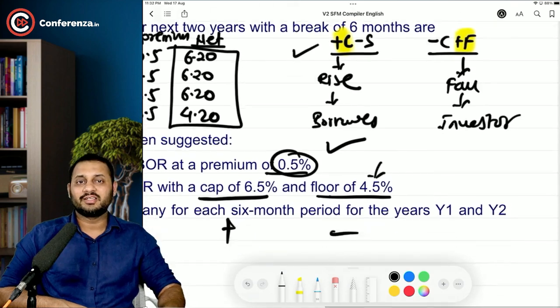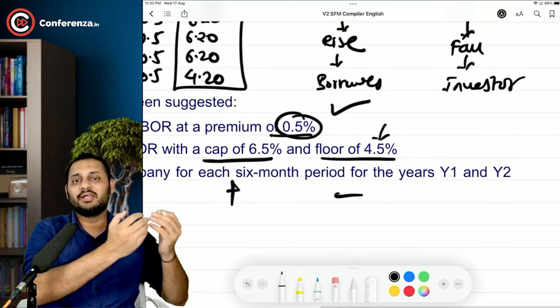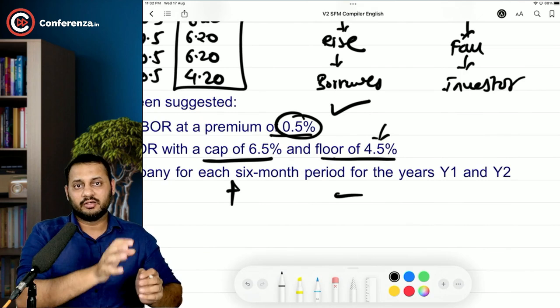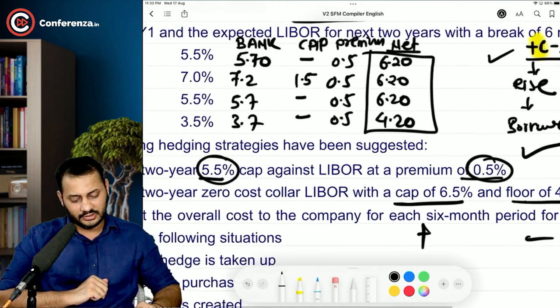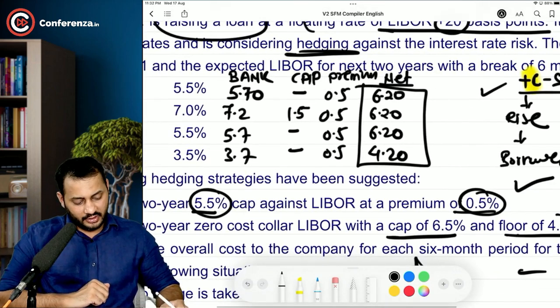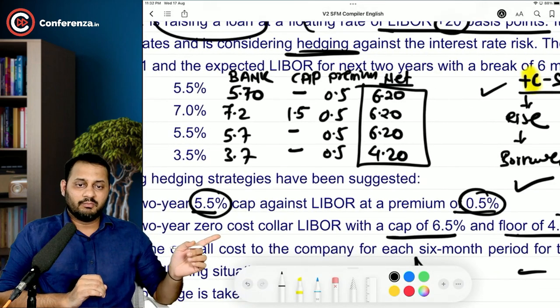You are not a buyer, you are the seller. So you have protected someone else from the fall. And if the rates are going below 4.5, you will have a loss. Now, let's have a look. Do you think any of the rate is going above 6.5?